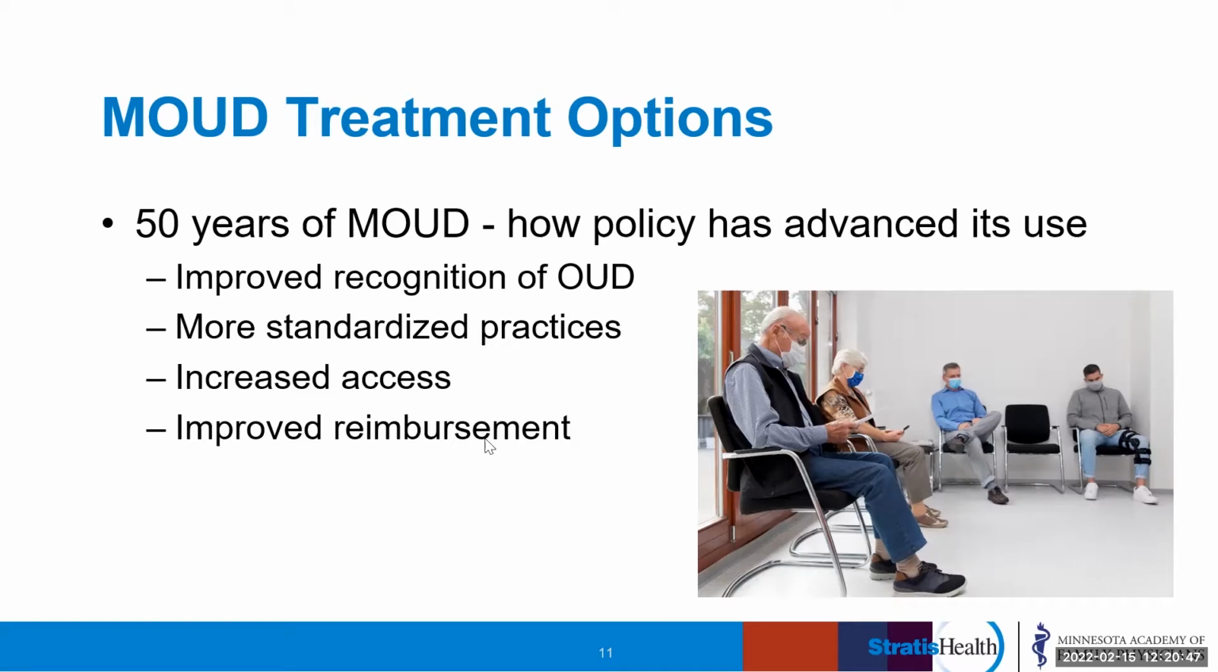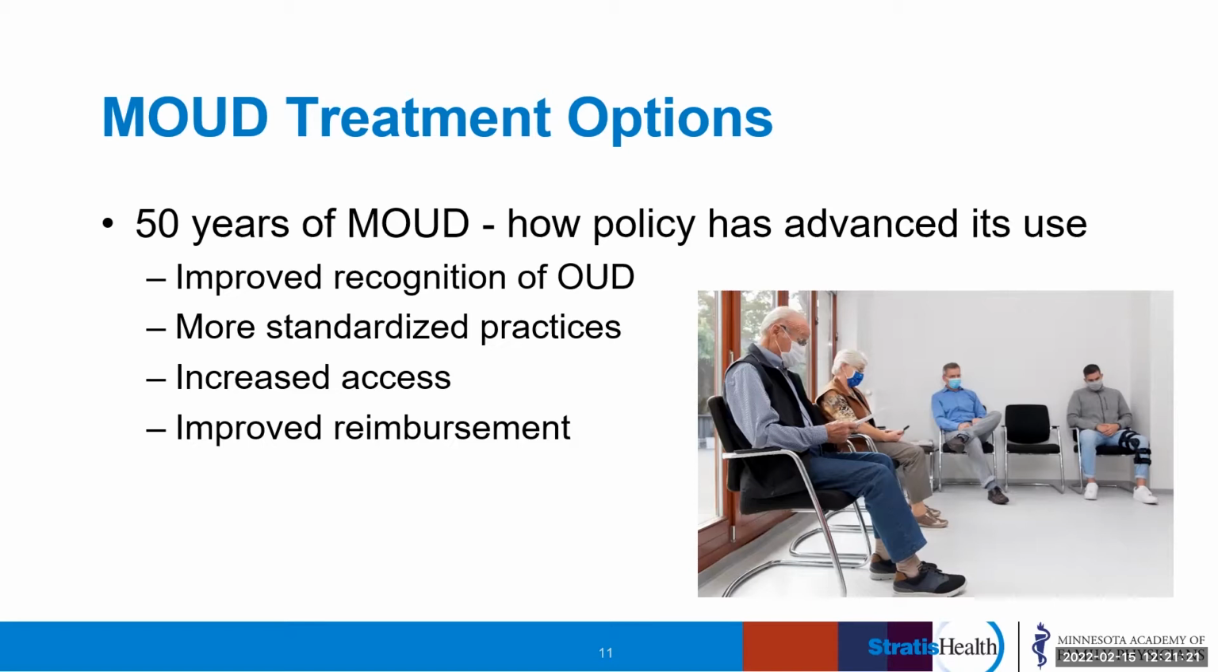So what we're going to do is run through some of that stuff and talk a little bit about why we are where we are now. So MOUD treatment options. Again, 50 years we've been doing this, and policy has advanced a lot of things, and it's really improved the recognition of opioid use disorder. I think it's played a pretty big role in standardizing the practices of how we do this. And of course, a lot of these different acts that have come through Congress have increased access. We'll talk about that.